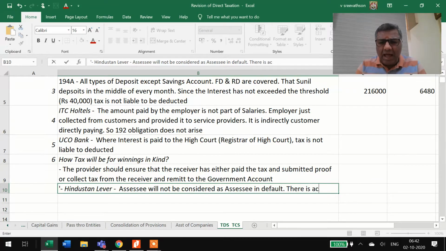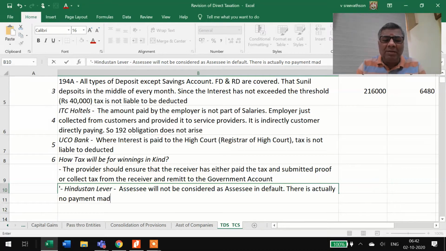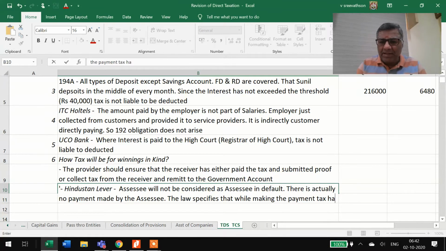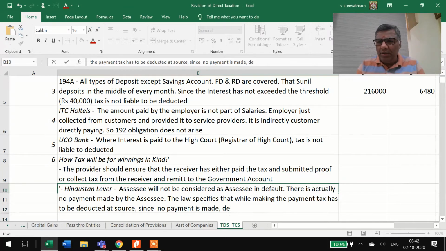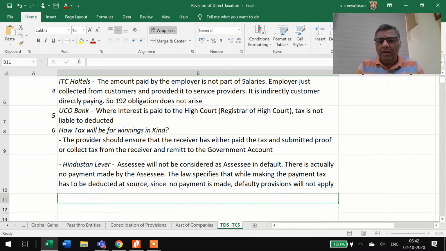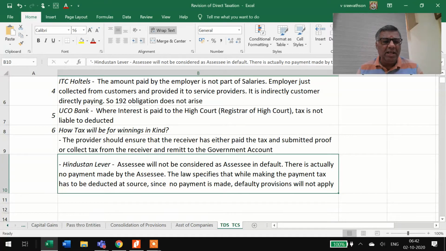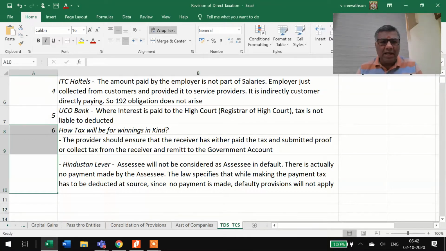There is actually no payment made by the assessee. The law specifies that while making the payment, tax has to be deducted at source. Since no payment is made, the default provisions of section 201 will not apply. He will not be considered an assessee in default. No doubt he should have deducted tax.